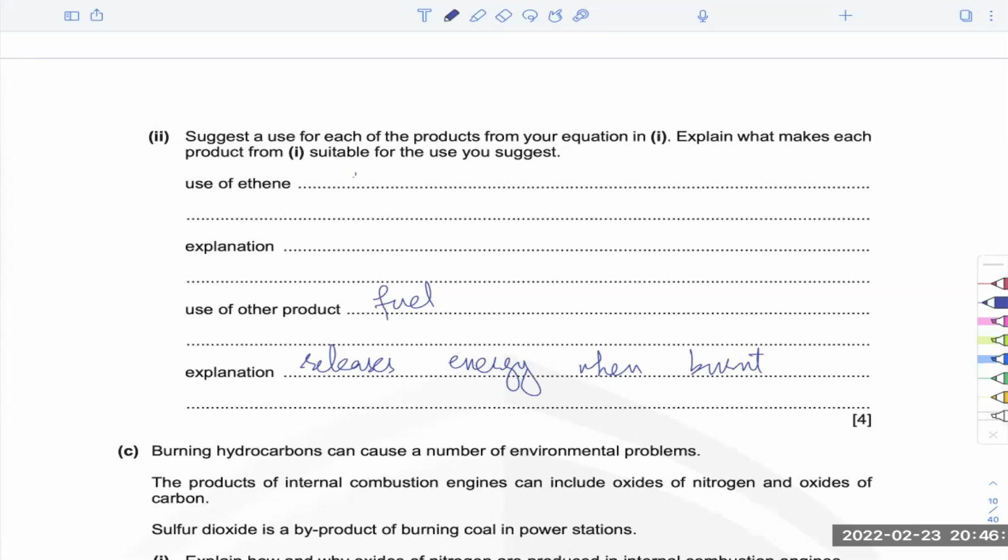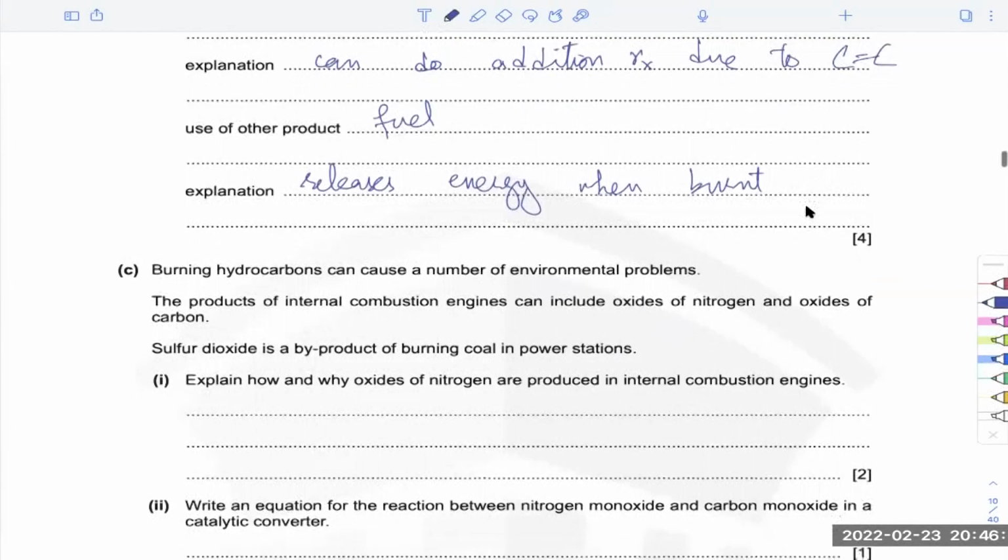Ethene is used to make plastic bags, or you can just call it polythene. And why is ethene useful for that? Because it is an alkene, it has a double bond. The explanation is that it can do addition reaction due to the carbon-carbon double bond.